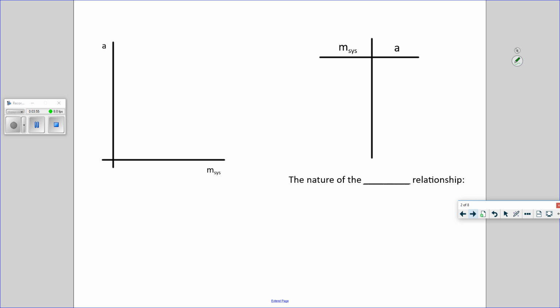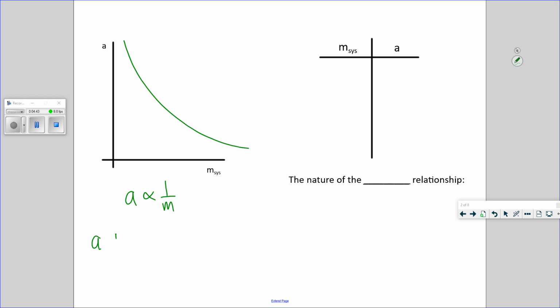when a constant net force is applied to systems of different masses, what you get is something that looks generally like this. Don't draw yet. I'll tell you why. And that suggests that A is inversely proportional to mass. So at a constant net force, or when the same force is applied to systems of varying masses, you get a graph that looks like this. And what mathematically is true is that there is an inverse relationship between a system's mass and its acceleration.